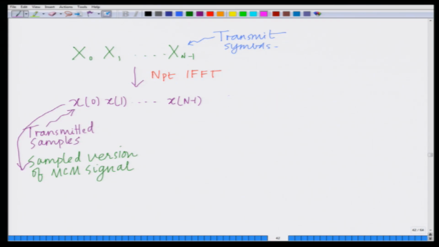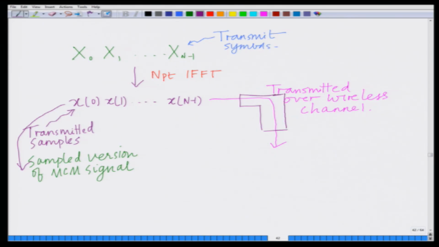Now, these samples small x0, small x1, small x N minus 1, I transmit over the channel. So, these are transmitted over the wireless channel. In fact, if I look at this part, this box is basically my wireless channel.